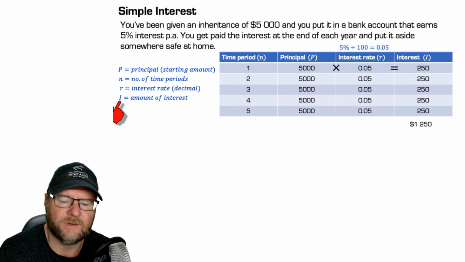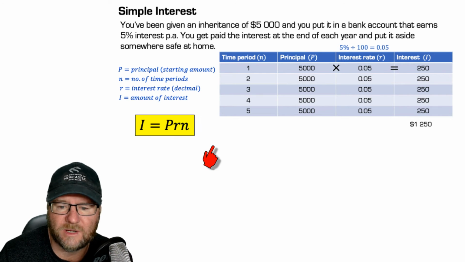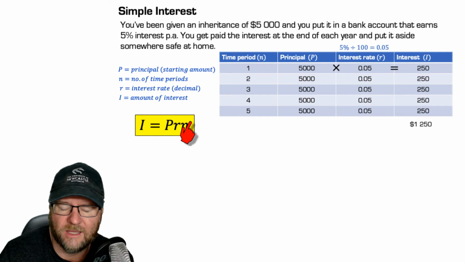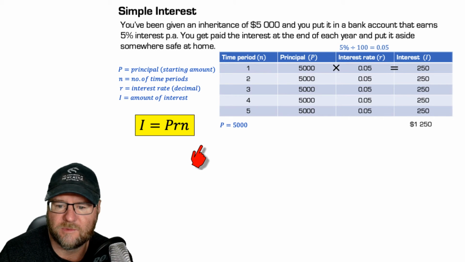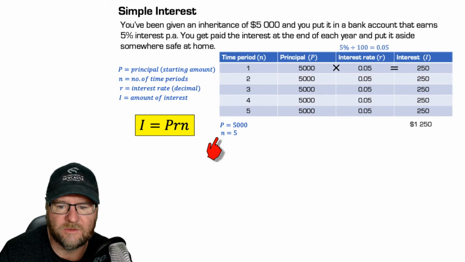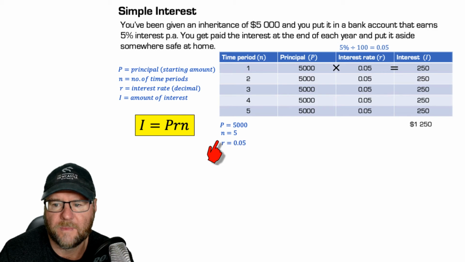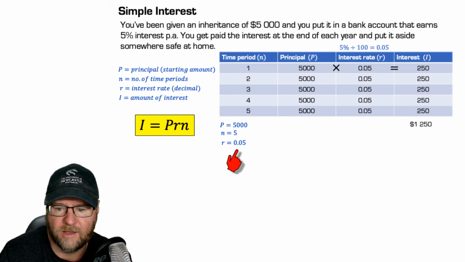Now, the reason we've identified these letters is we're going to give you a simple interest formula. So instead of drawing a table, you can just use this formula here. This I equals P times R times N. So let's have a look and see if we can do it for our example and get the same result. We've got a principal of 5,000. We've got 5 time periods because the interest is earned every year, so over 5 years. And my interest rate is 0.05, written as a decimal.